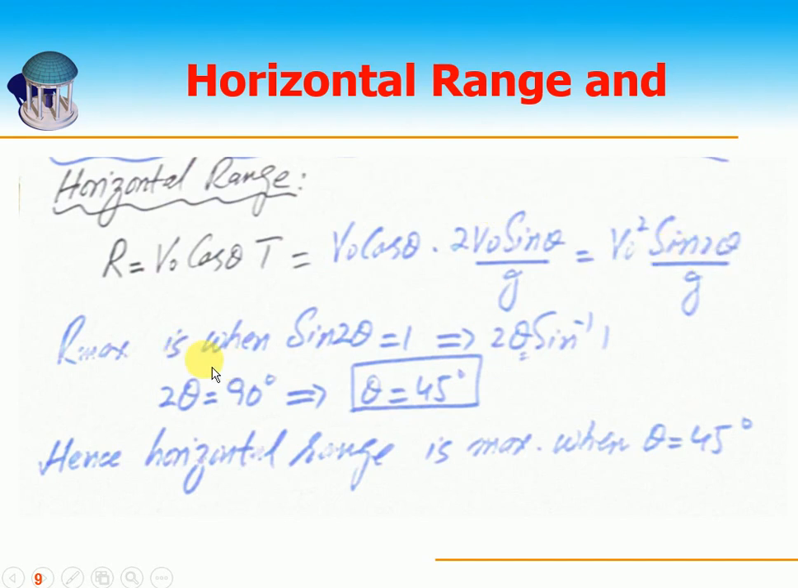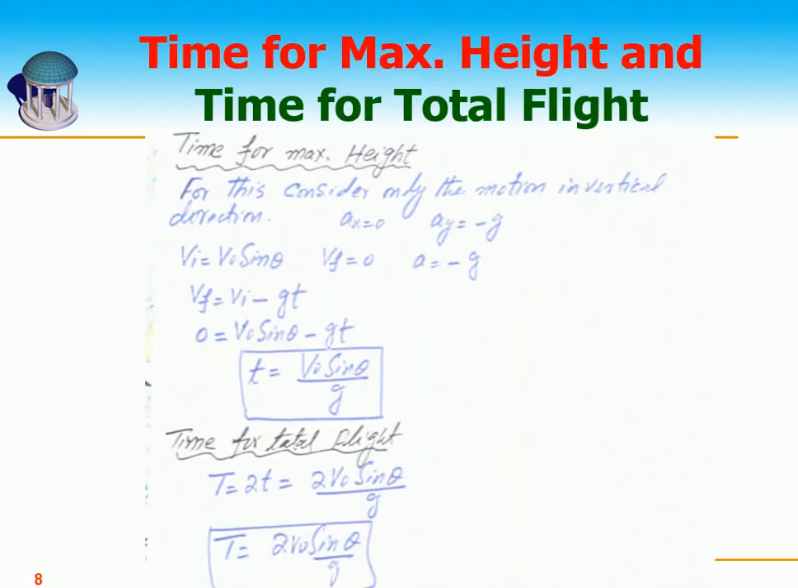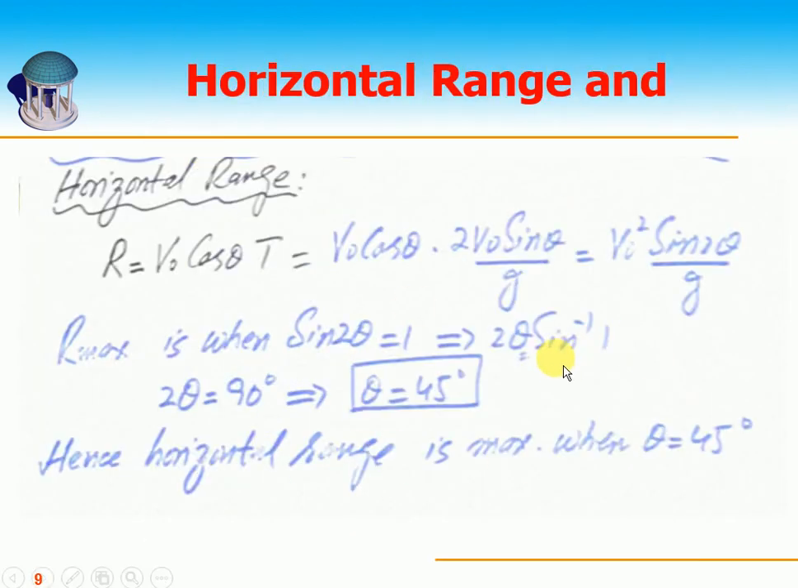Now the next question is, when is the horizontal range maximum, when we throw a projectile, a missile, a rocket, a ball, anything at some initial velocity V naught? When V naught and G are constants, it is maximum when sine 2 theta is equal to 1, because the value of sine is maximum, that is 1. So sine 2 theta is equal to 1, and 2 theta is equal to sine inverse of 1, which is 90 degrees, so theta is equal to 45 degrees. Hence, if we throw a missile, projectile or shell at a certain velocity, you get the maximum horizontal range at an angle of 45 degrees.